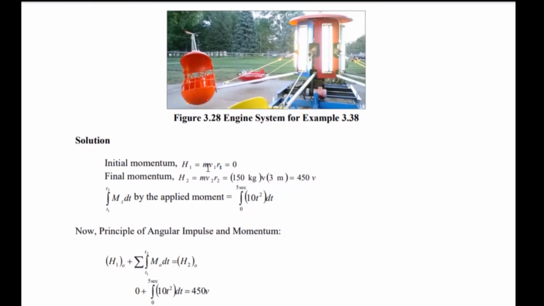So m v1 r1, v1 was 0, so the whole thing is 0. What is my final angular momentum? It is m v2 r2, that is the mass times v. I do not know v, so assume it is v, and my radius is 3, so the total is 450 v.